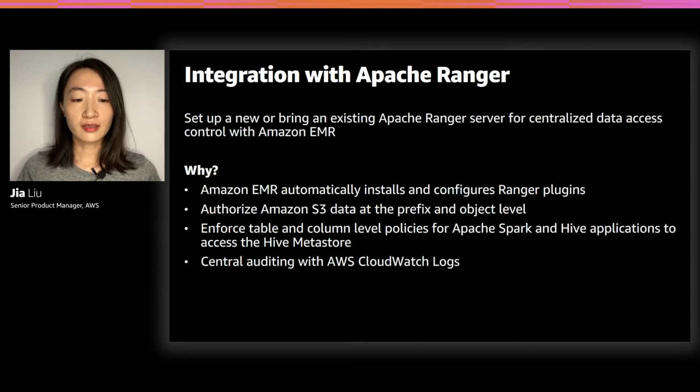It authorizes Amazon S3 data at the prefix and object level. In addition, you can enforce fine-grained access control such as table level and column level policies for Spark and Hive applications to access the Hive metastore. And lastly, you can provide central auditing with AWS CloudWatch logs.